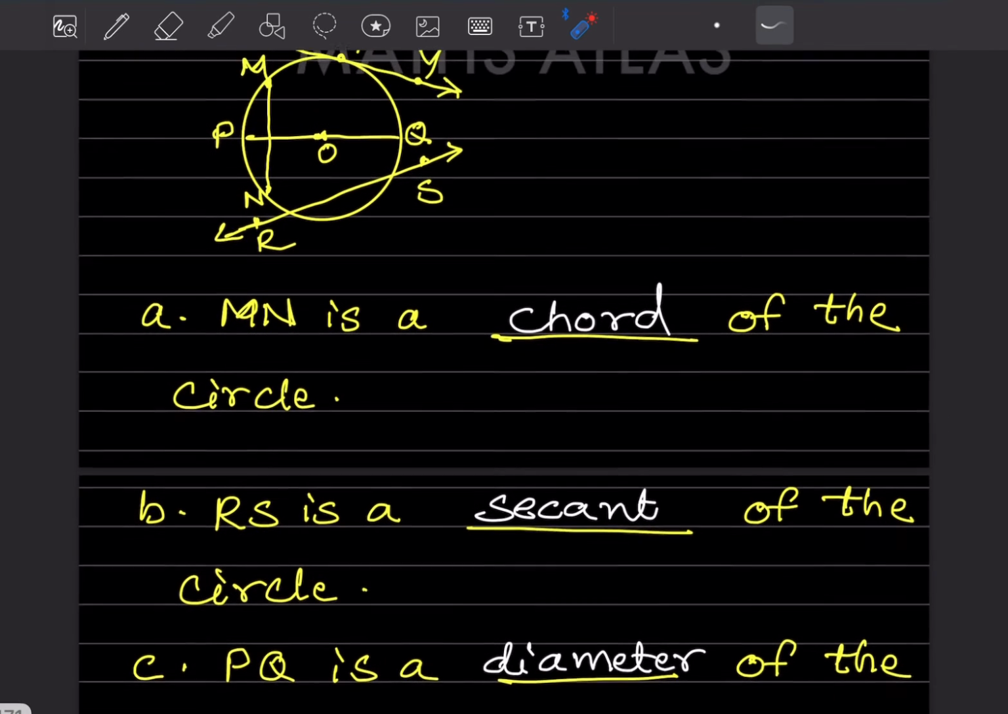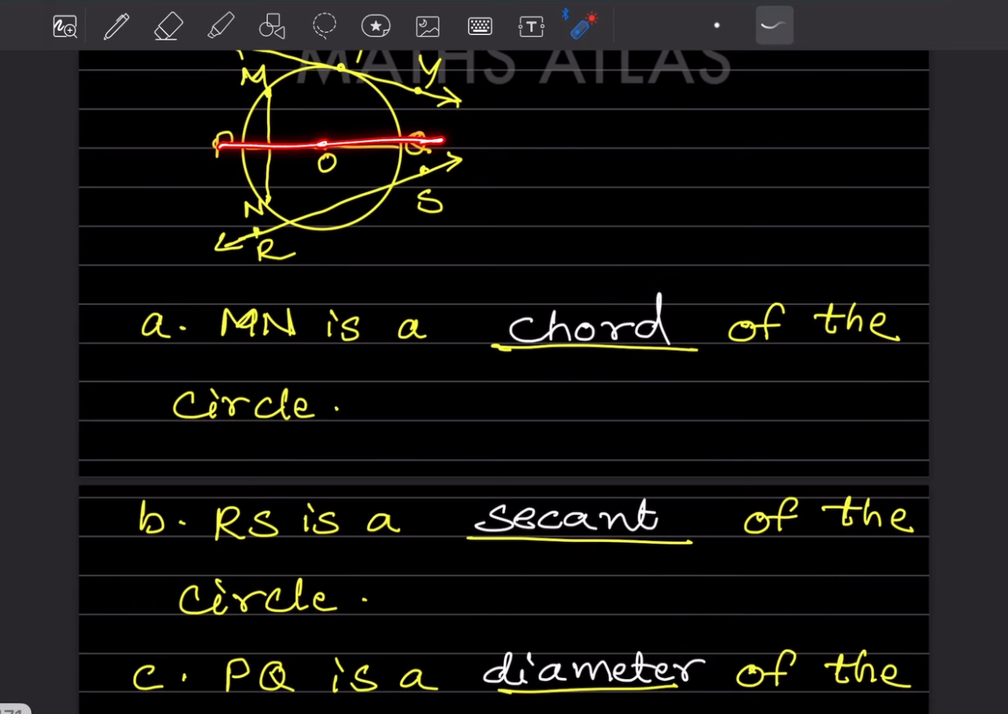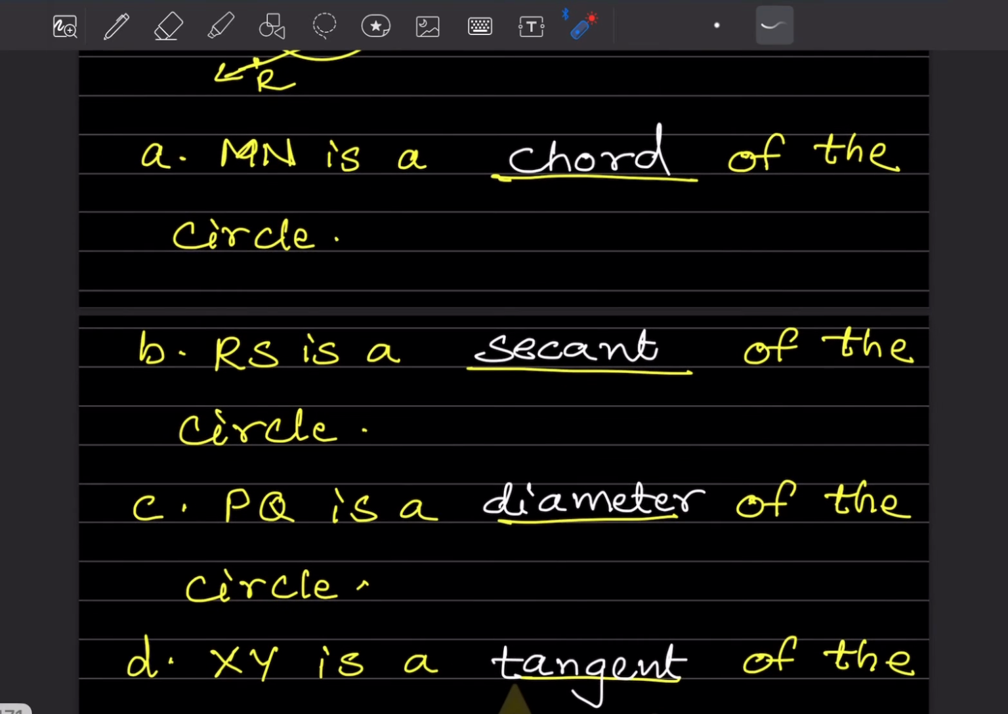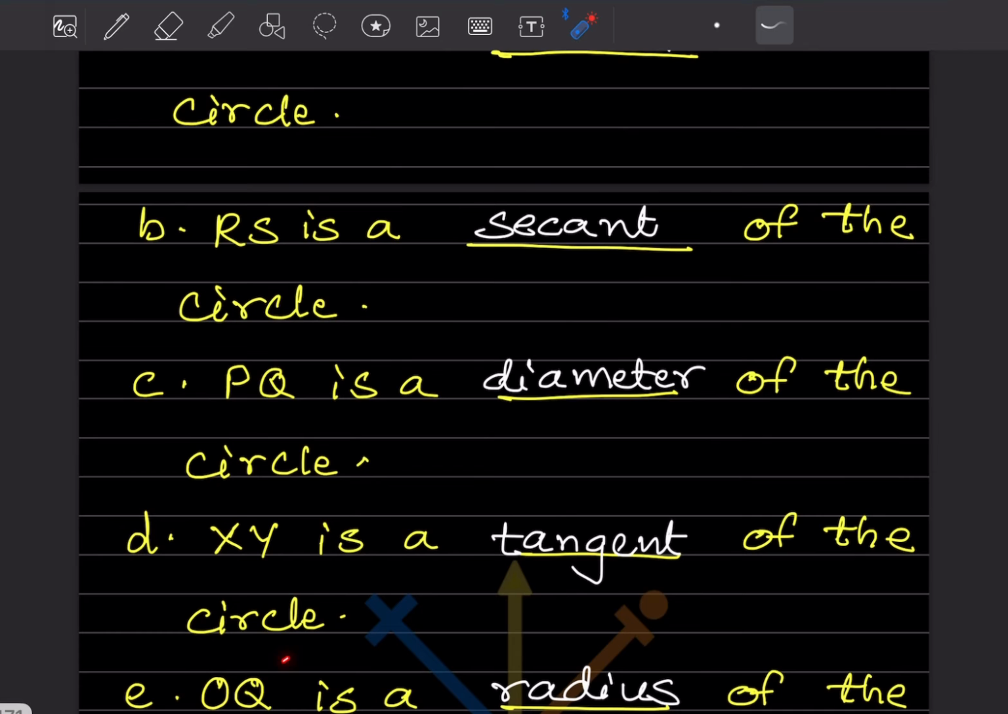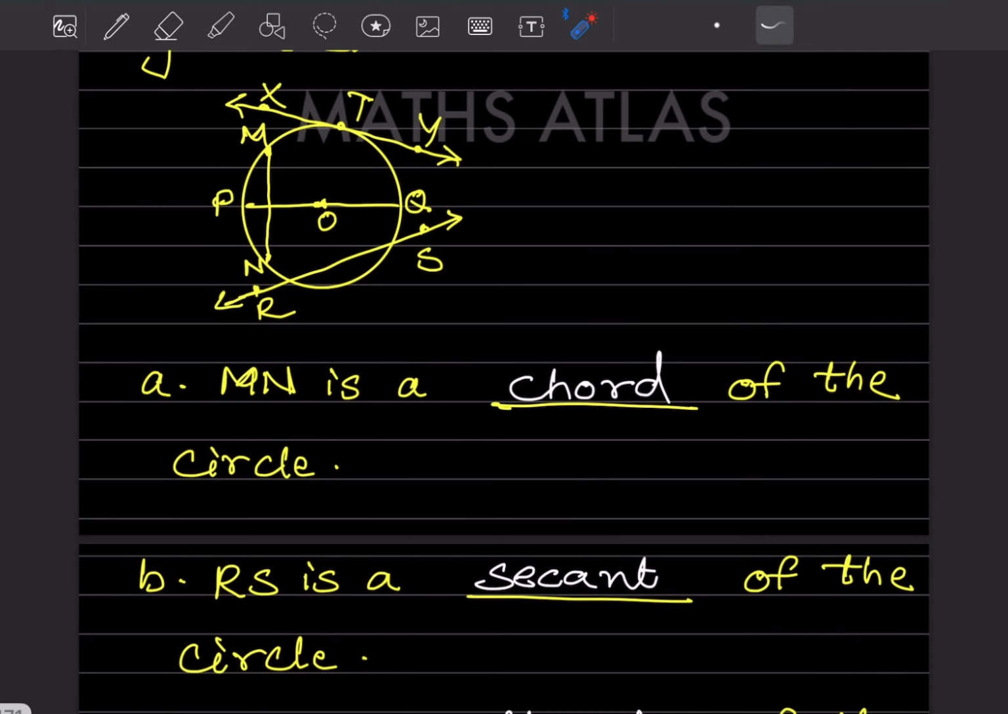PQ is a dash of the circle. So you can see PQ, and it is passing through the center. So this is the diameter of the circle. XY. So XY is here. You can see this is touching the circle at one point. So this is called the tangent of a circle. OQ. Now you can see OQ means this is the half part of it from the center. So this is always the radius. Or if it is PO, this also, if somebody asks you, is going to be the radius.